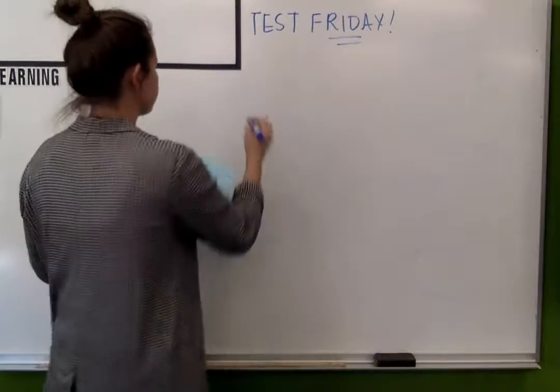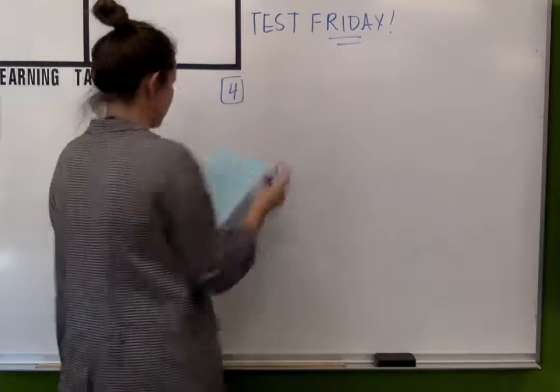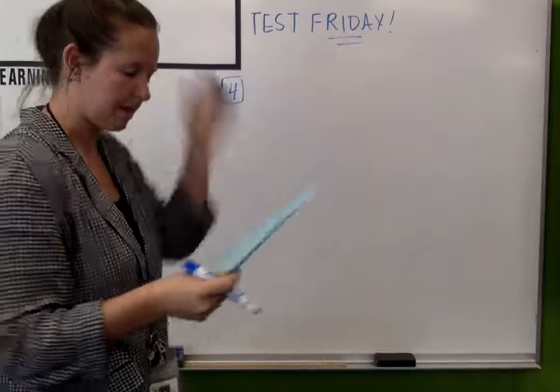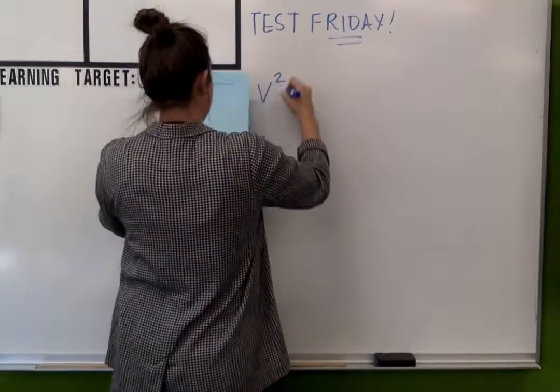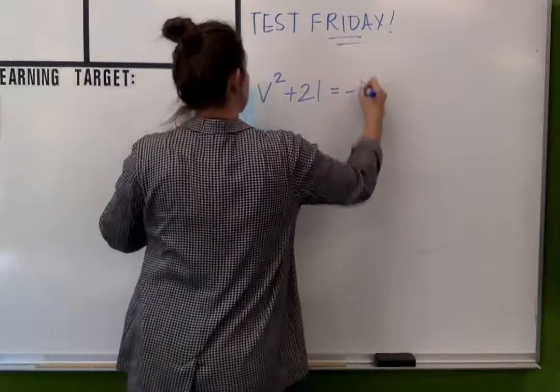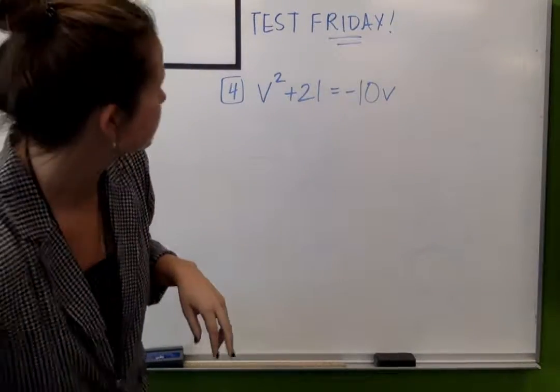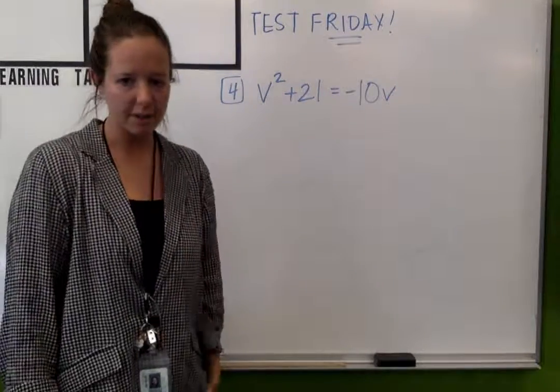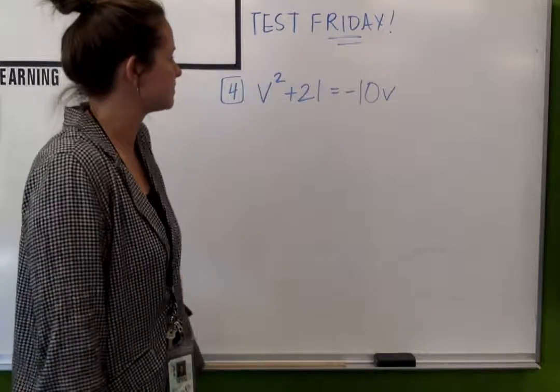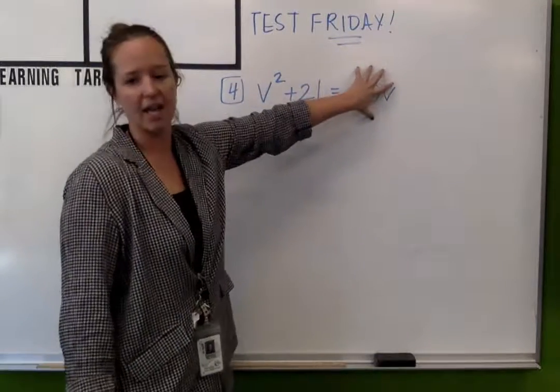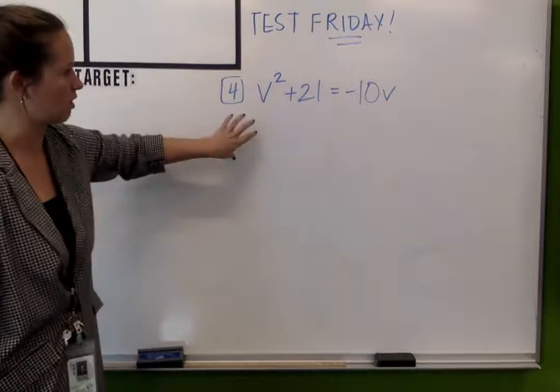Onward. Number 4. Number 4 is solve this equation by factoring, and it says v squared plus 21 equals negative 10v. We like solving by factoring. This is easy. But you can't solve it by factoring until it equals 0. So let's get this side to be equal 0. So let's move this piece over.